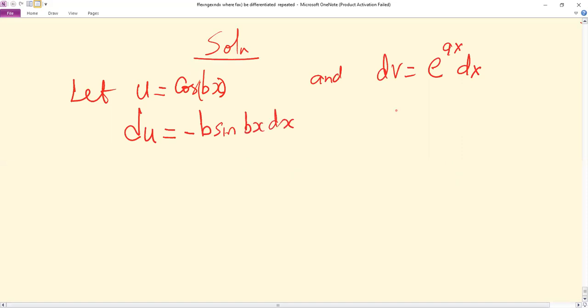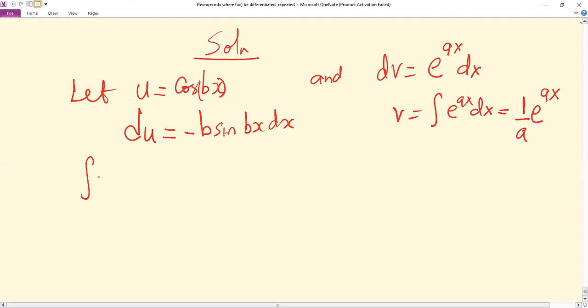And then here, to get v, integral of e raised power ax dx, integrating the power, you get the reciprocal of a times the integral of e raised power ax, so we get 1 over a e raised power ax. This is just the substitution method that can help you to carry out this integration.